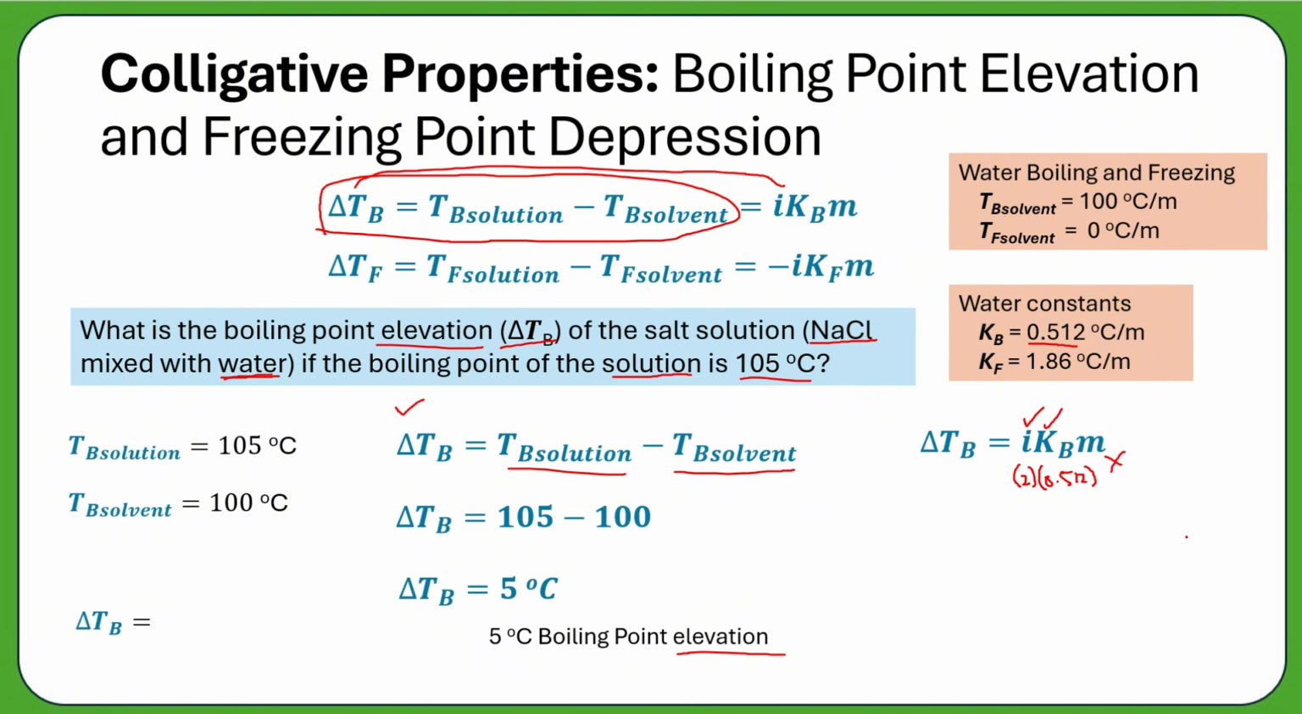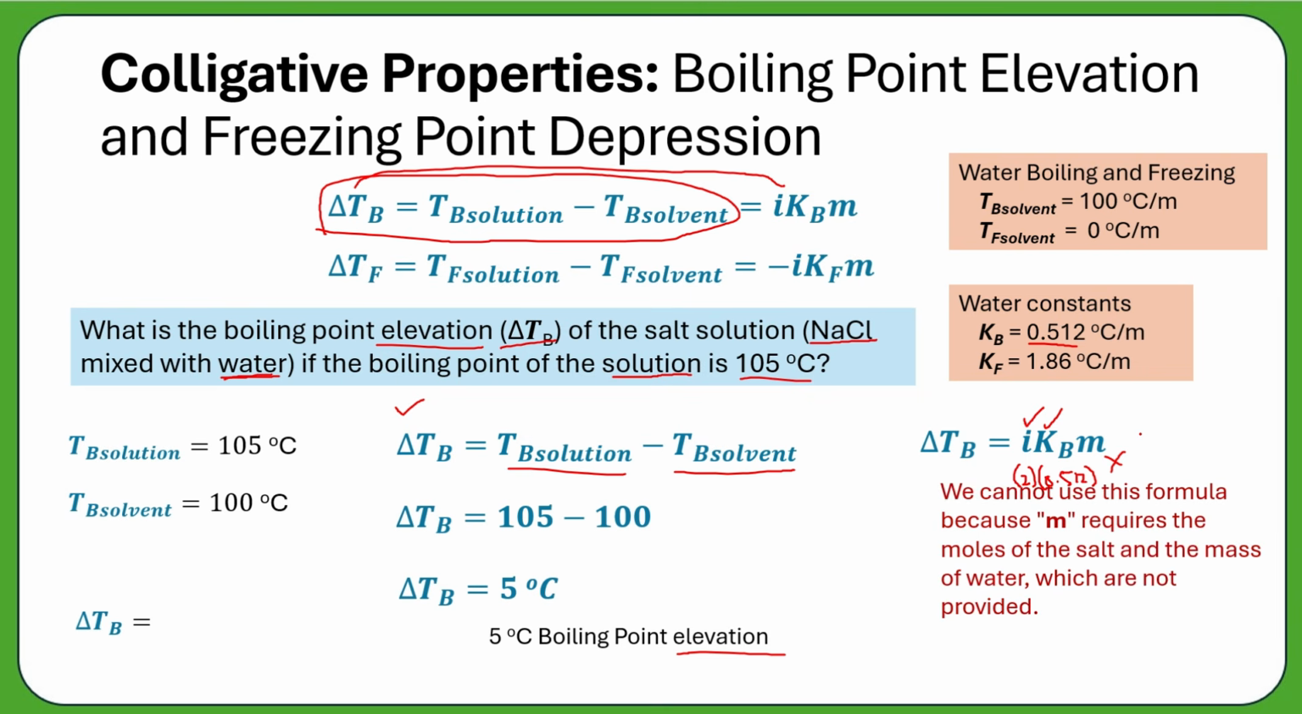Now, how about m? No, we don't have m. We cannot use the formula for molality to find m because we don't have the mass of the solute, so that we can change that into moles, and the mass of the solvent for the denominator. We don't have that here in our given, so we cannot use this formula, because m needs those two to get the molality. So the only option is to use this formula, because that's the easier formula to use to get this answer.